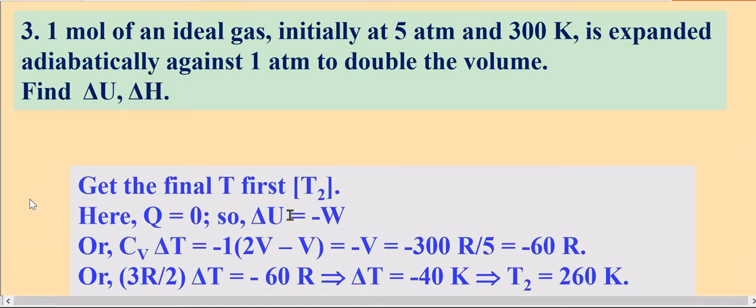Delta U is CV delta T, for 1 mole. And W is the opposing pressure into the change in volume. Change in volume is 2V minus V, because the volume doubles. So it is minus V. CV delta T is minus V. CV is 3 by 2 R. And what is delta T? Delta T we have to find out. So 3R by 2 delta T is minus 60 R, because the volume term turns out to be minus 60 R. So delta T is minus 40 K. So T2, the final temperature, is 260 K. Okay?